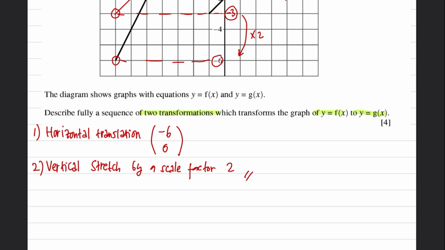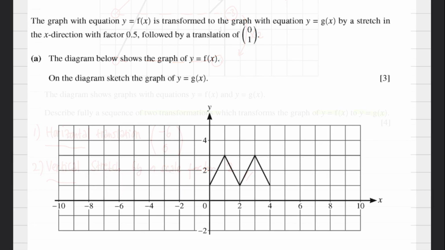So these are two transformations. Because one is horizontal, one is vertical, that means, once again, the order does not matter. You can write down the stretch first and then the translation first. Let's look at the next question.